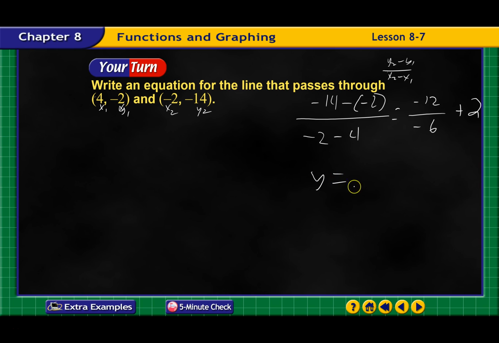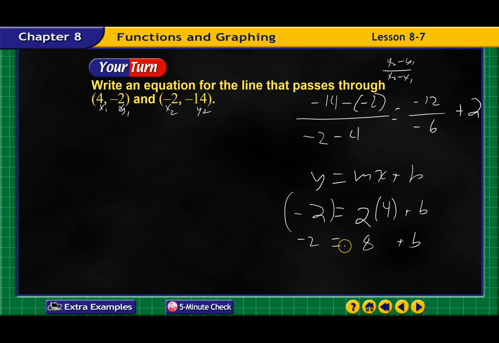So I go y equals mx plus b. And so here's my slope of 2. And I'll pick one of these points. Let's do this one. So x is going to be 4. Y is going to be -2. Hopefully I picked the right one here. So that'll be 8 plus b equals -2. So we'll subtract 8, which gives me -10 equals b. So then I'd have y equals 2x minus 10. Hey, I like it when it works.